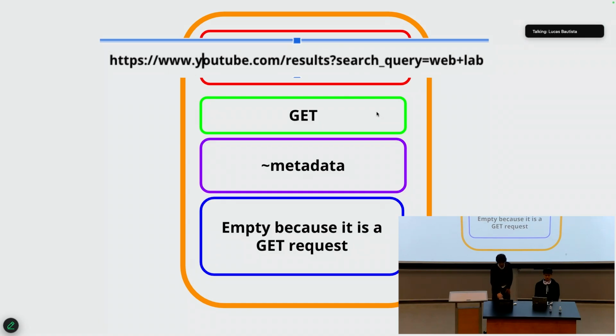So here we have a YouTube request. And it's going to be a GET request since we want to get data. We aren't posting data to a YouTube server. That would be like, I don't know, uploading a video to YouTube, which would be a POST request. We have some metadata. And then our body of the HTTP request would be empty because it's a GET request. And so now we're going to go into the nitty-gritty of an HTTP request.